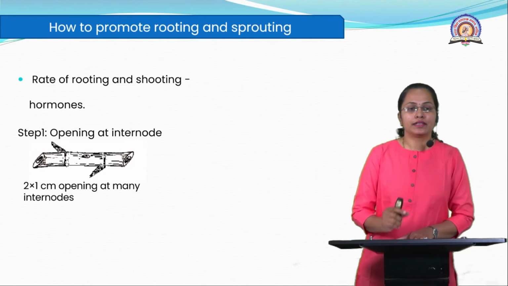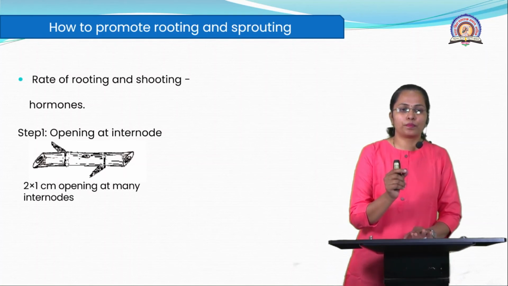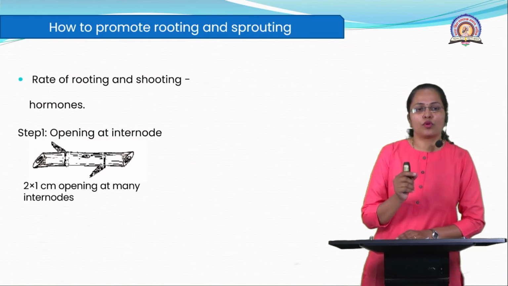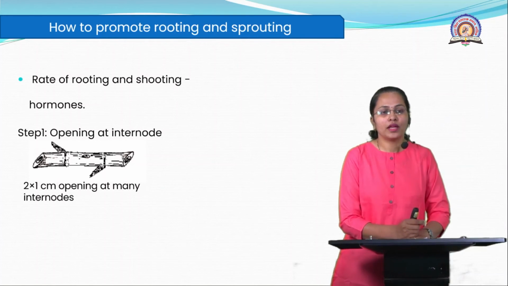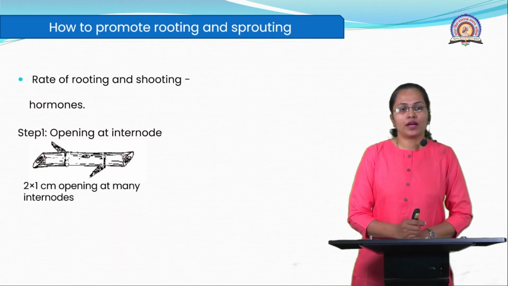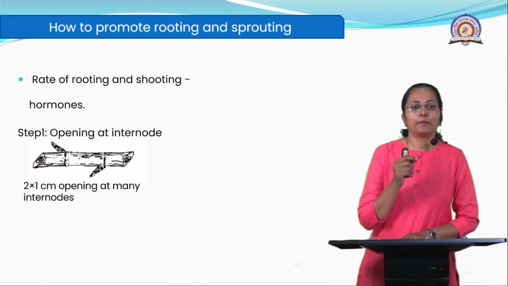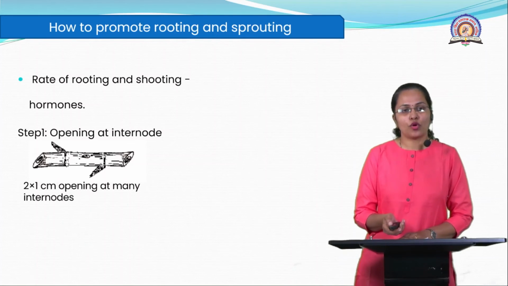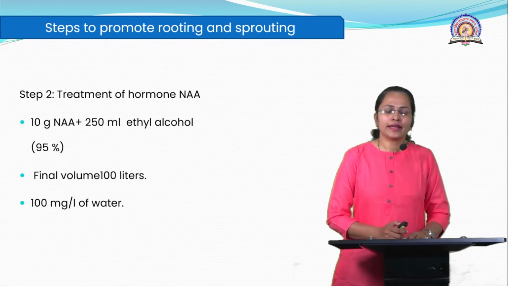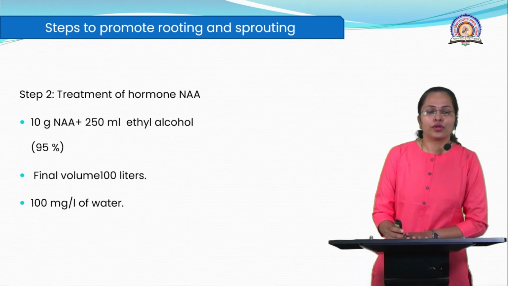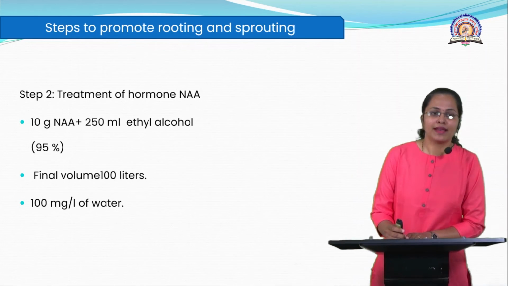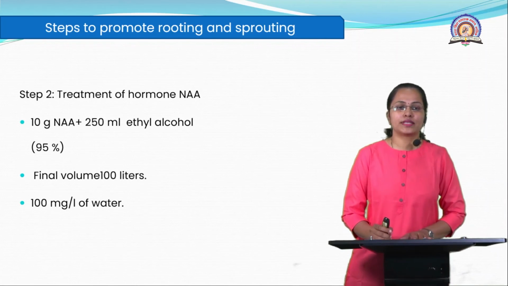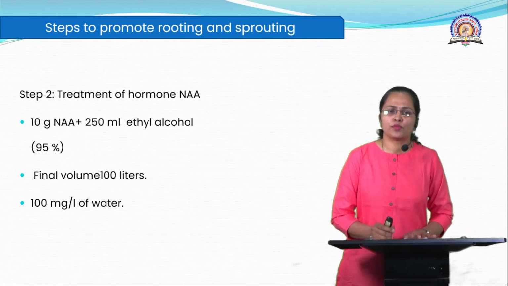And at that internodal region, we are going to pick one small opening. This opening should be 2 by 1 centimeter, and we are going to prepare such an opening at the internodal portion. Now at this opening, we are going to place some hormone like NAA. In order to give treatment of this NAA, there are some small steps.